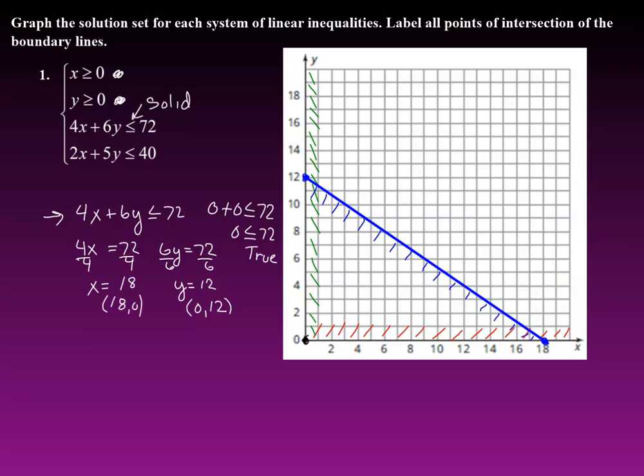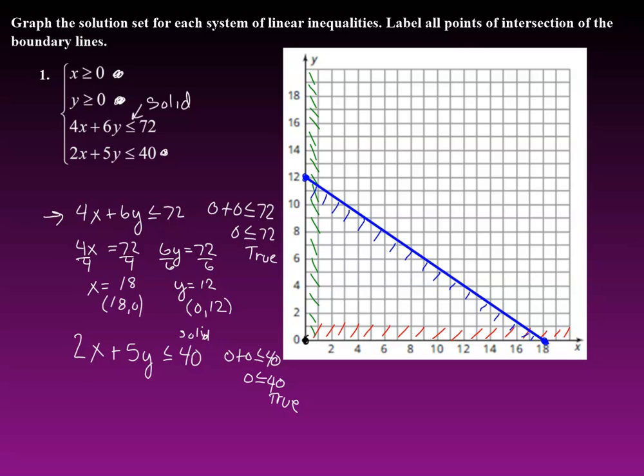Okay. The last line is 2x plus 5y is less than or equal to 40. It too is solid. And if we check 0, 0, we get 0 plus 0 is less than or equal to 40. So 0 is less than or equal to 40 is true. And we'll be shading again towards that corner.